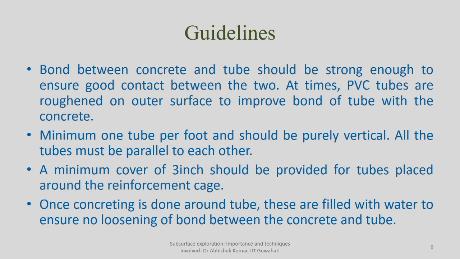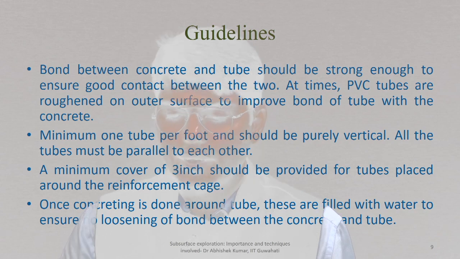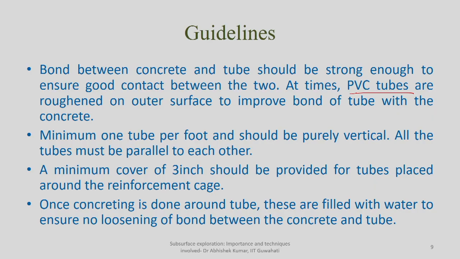At times, in order to avoid any kind of slippage or any kind of gaps, people roughen the outer periphery of the PVC pipe, or some kind of scratching can be done, so that there will be good bonding between the PVC pipe as well as the concrete. Minimum one tube per feet should be purely vertical, and it should be provided. It is desired that not more than one tube should be provided in this dimension.